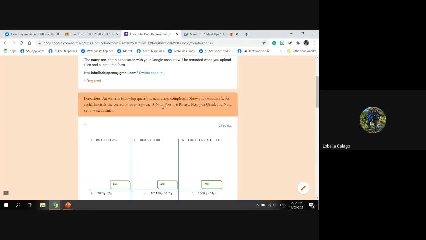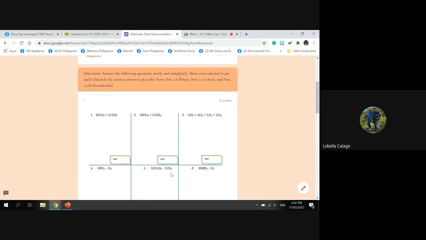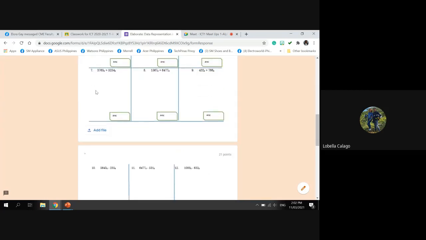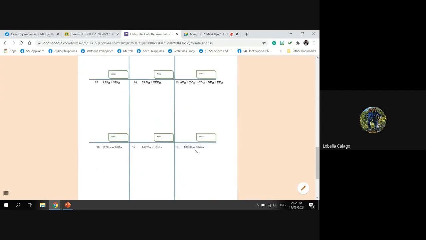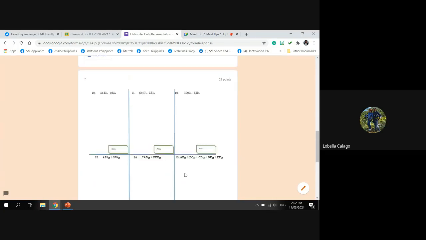So, there is a note here: numbers 1 to 6 is binary. Because maybe you won't notice, you might say it's an octal. So, I put a note: numbers 1 to 6 is binary, 7 to 12 is octal, and 13 to 18 is hexadecimal number system.